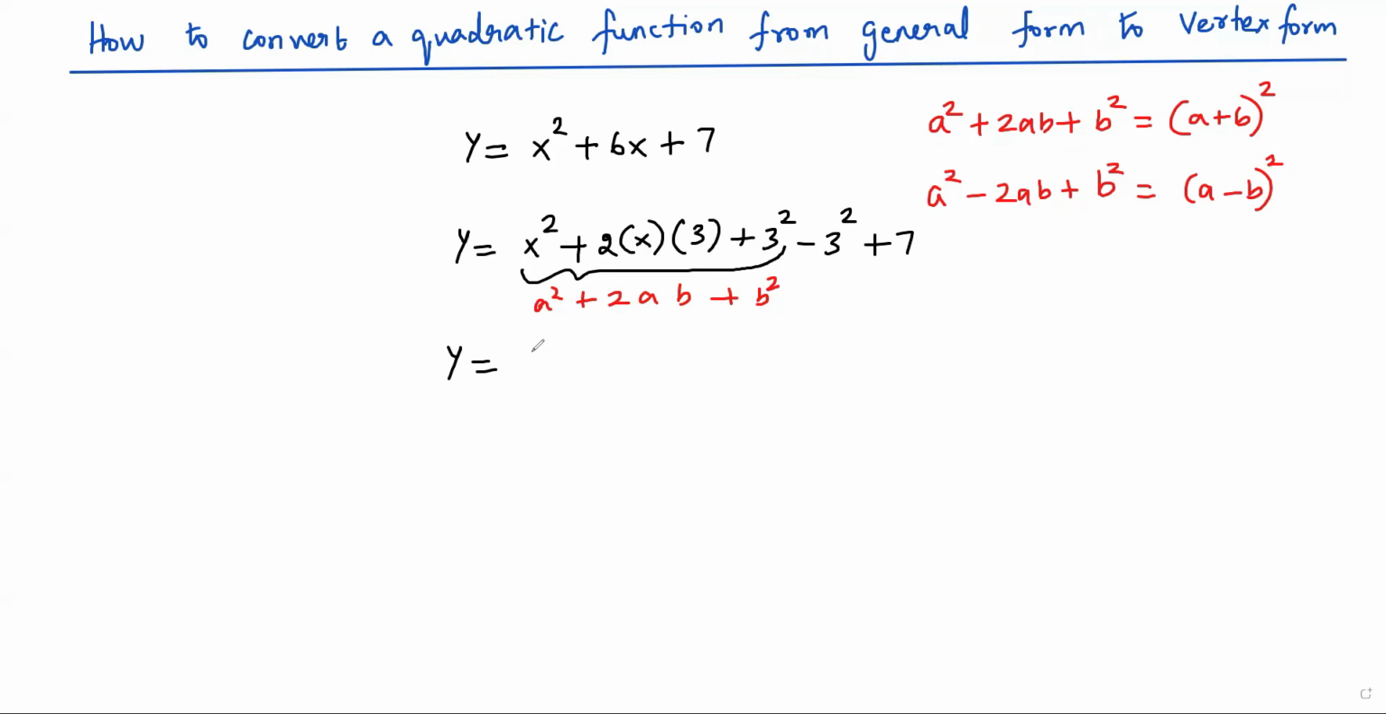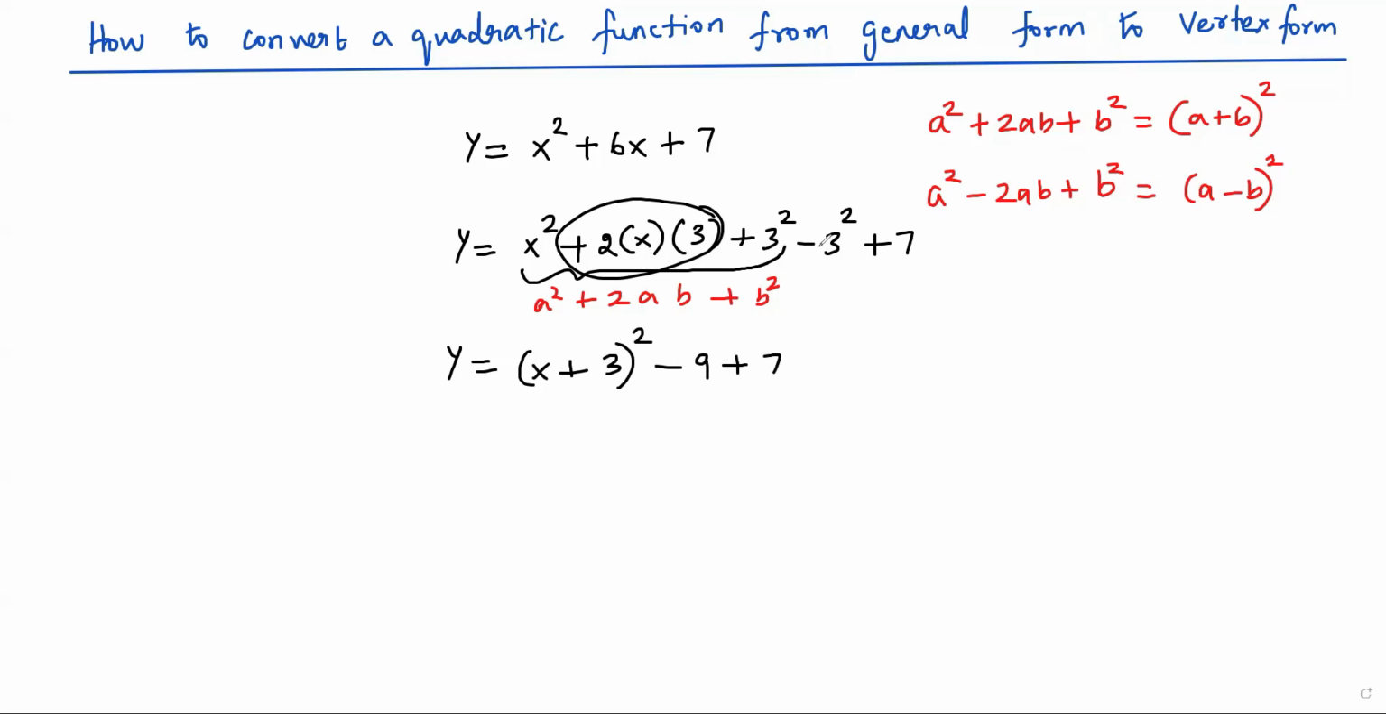Instead of a, we have x. And for this 2ab, we have positive sign. So I have to take positive sign over here. For b, I have 3. Then I have to put whole square. So I have written this x positive 3 the whole square for this expression. So then the rest is negative 3 square positive 7. The value of negative 3 square is negative 9. Then we have positive 7.